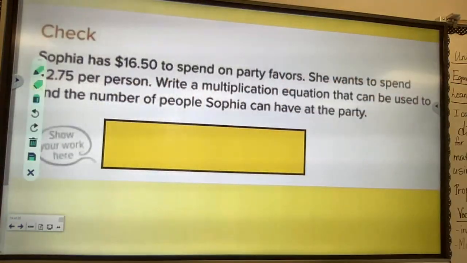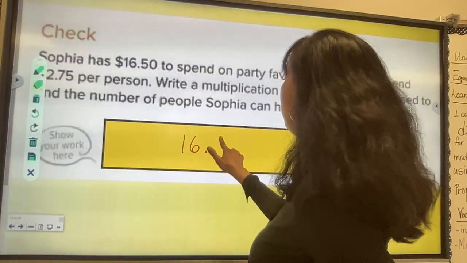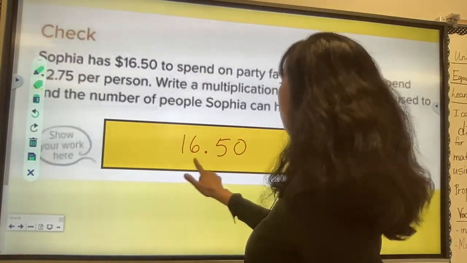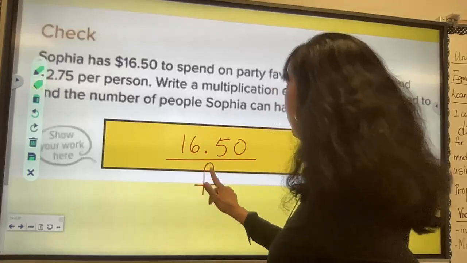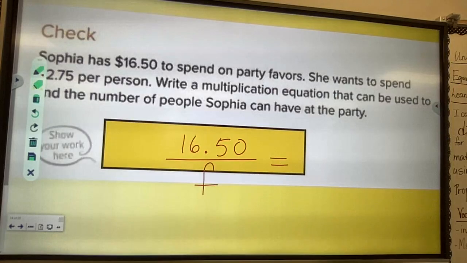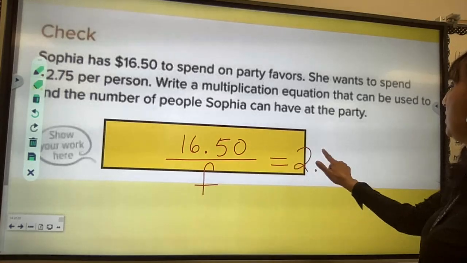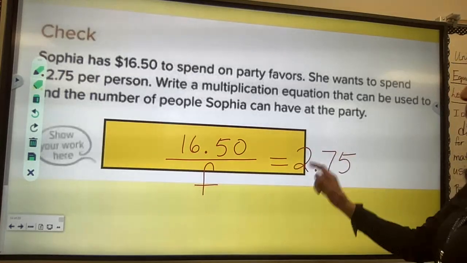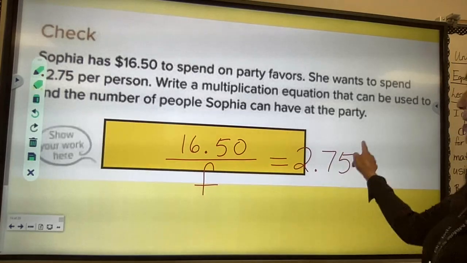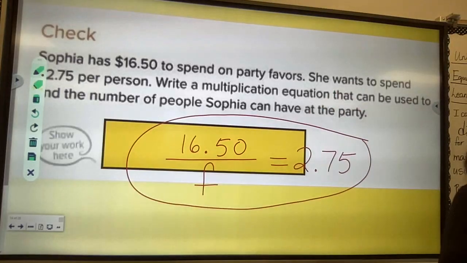And my equation, because she has $16.50 for party favors, is equal to how much each person is getting? So $2.75. Okay, so this is my equation for this problem.